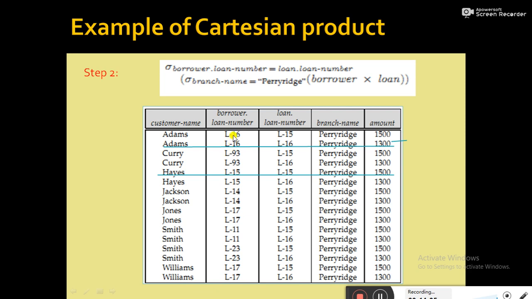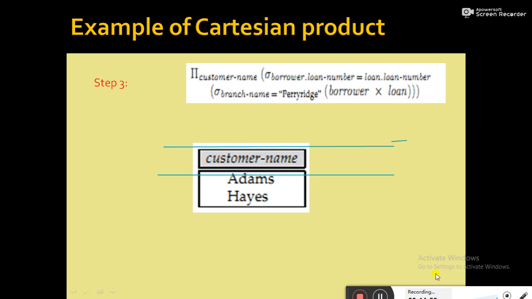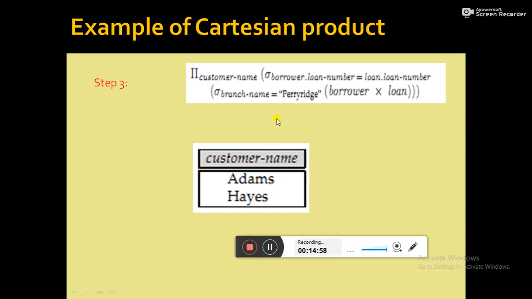Now L16 for record Adams, borrower dot loan number is L16, but here loan number is L15, so it is not going to be selected. Now L15, so this record will be selected. Now if you look at all the records, there is no other record which has borrower dot loan number and loan dot loan number the same. So Adams and Hayes will get selected.